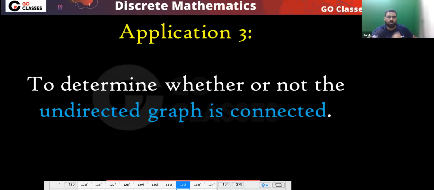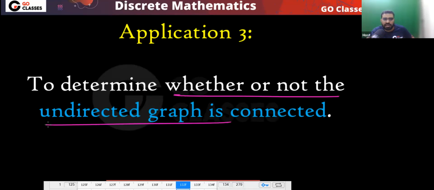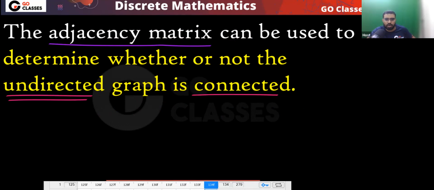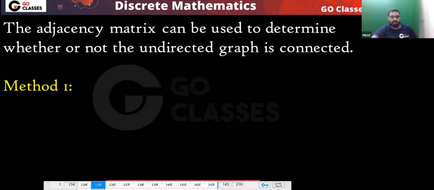Now, let's move on. Let's see application number 3. What is that? Application number 3 is to determine whether or not an undirected graph is connected. You have an undirected graph. How can you say that it is connected? You can use the adjacency matrix to determine whether the graph is connected or not. What is the idea number one? Method number one.